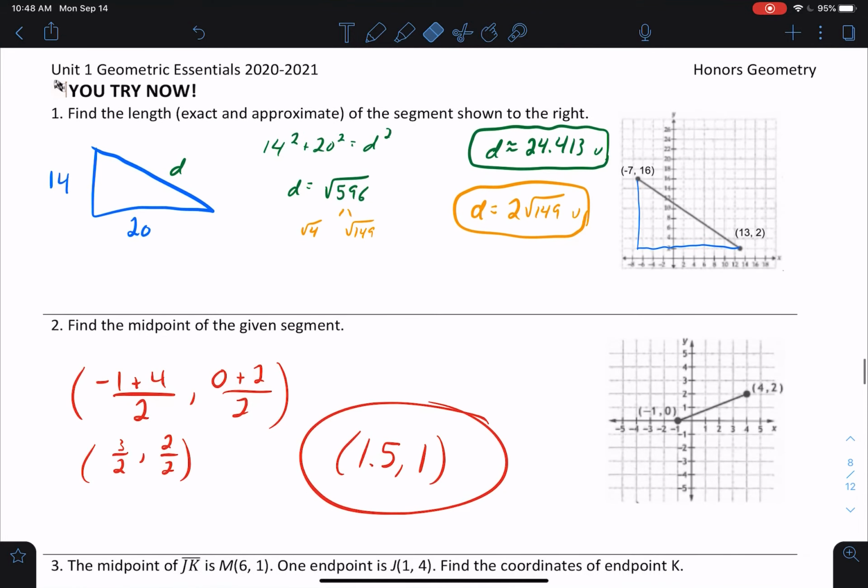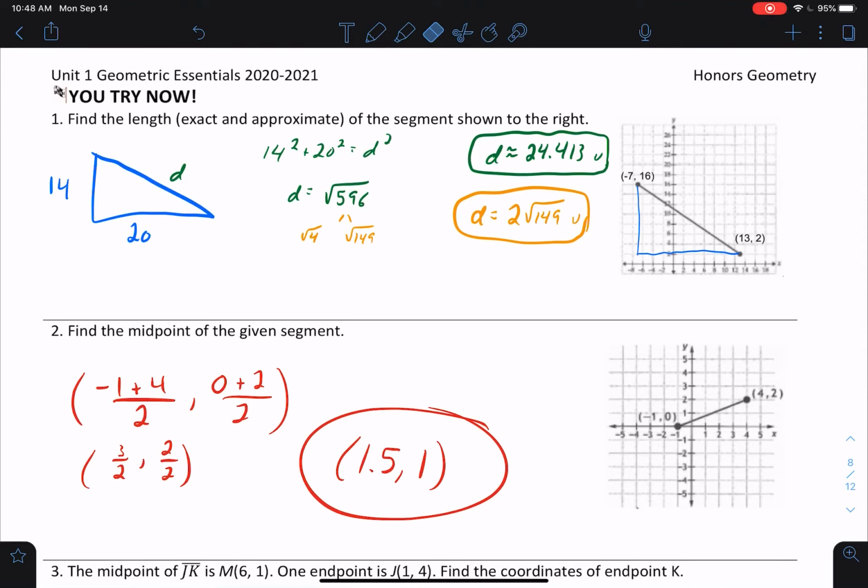Okay, so there's the answers for the first two. Green is approximate, orange is exact. There's number 2. I use the formula for this, or you can think about it conceptually. If I'm going from -1 to 4, that's going to the right 5, so I want to go half of that, so I only want to go over 2.5. And then for the y coordinates, I go from 0 to 2. So I move up 2. Half of that is 1. So I'm going to go over 2.5, up 1, and that's going to be the midpoint. Coordinates (1.5, 1). Okay?